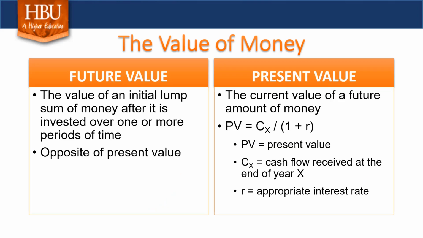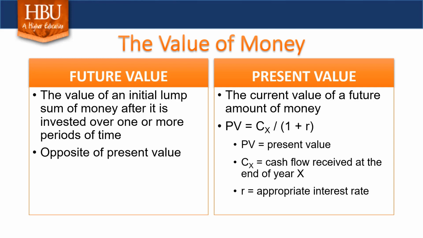In terms of time frame, there are 2 ways to think about our value of money. Future value, or how much it's worth in the future, and present value, how much it is worth right now at this point in time. So future value is the value of an initial lump sum of money after it's invested over a period of time or periods of time. It is the opposite of present value. Present value is the here and now. How much is your money worth here and now?